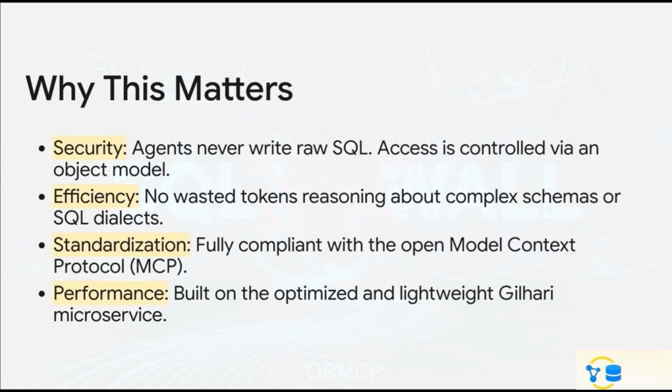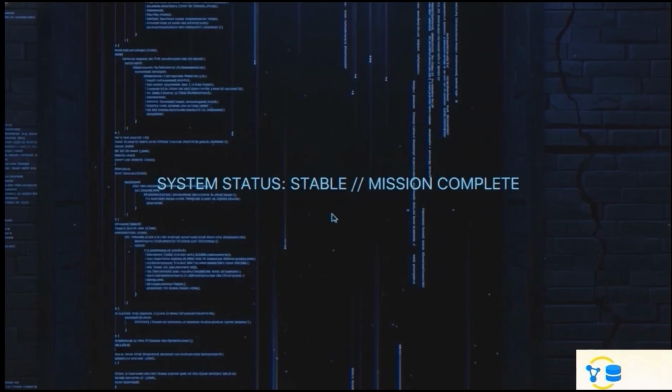Third, standardization. This is an open protocol, which means it's future-proof and works with different databases. And finally, performance. It's all built on a fast, lightweight microservice. It literally solves every single problem we identified at the start of our investigation. Case closed. The agent's mission? It's back online. The system is stable.